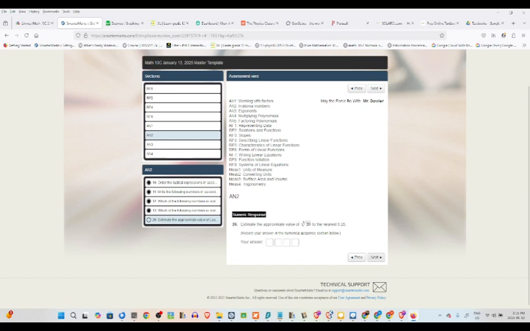Now, estimate the approximate value of the cube root of 20 to the nearest 0.25. So if we take the cube root of 20, we're doing an approximation, so we can pull that in our calculators. Comes out at 2.7144. That's roughly 2.75.